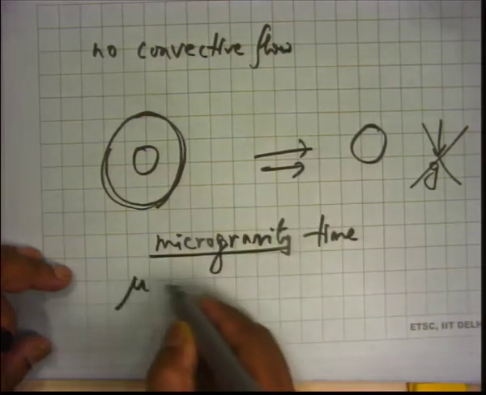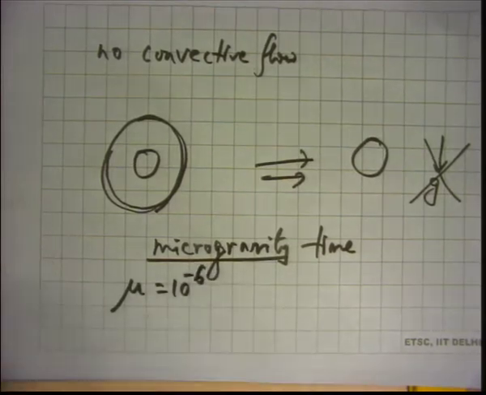Micro, of course, means 10 to the power minus 6. So gravity is supposed to be there, but very small because it's free fall. If it is free fall, then gravity is kind of negligible. So it's of the order of, let's say, 10 to the power minus 6 g. There are other ways of getting this gravity.